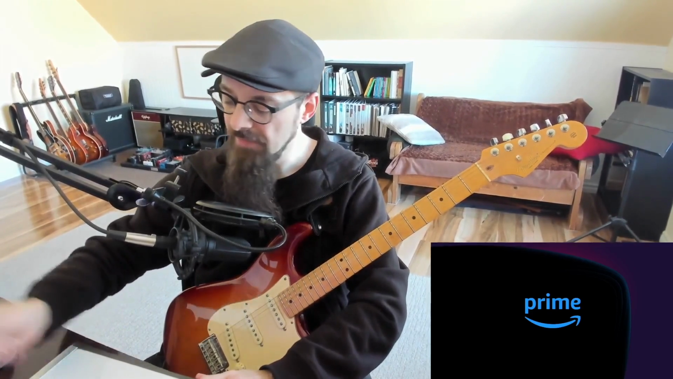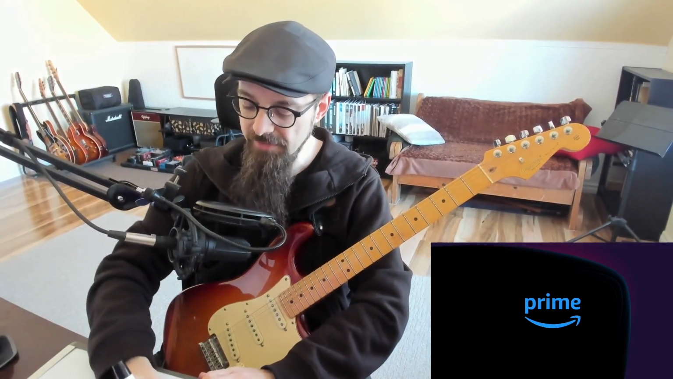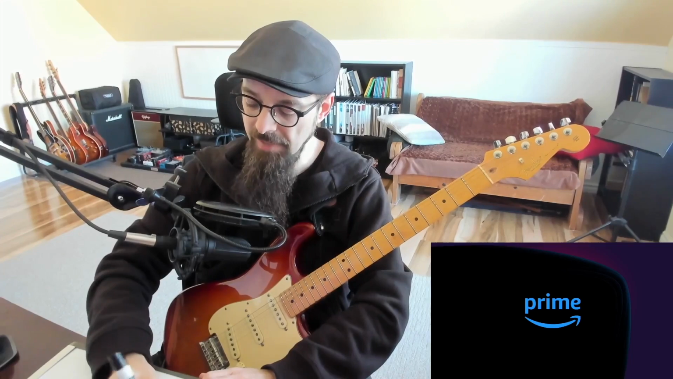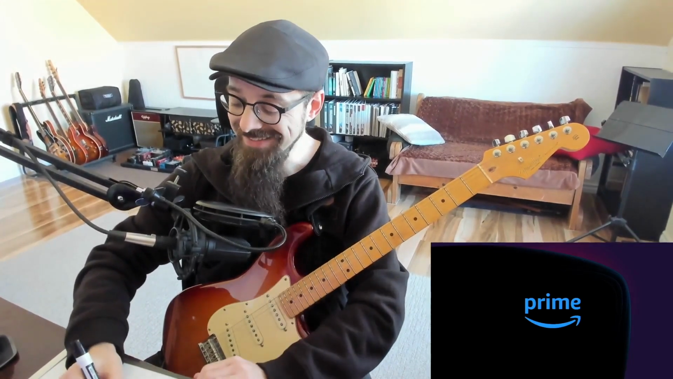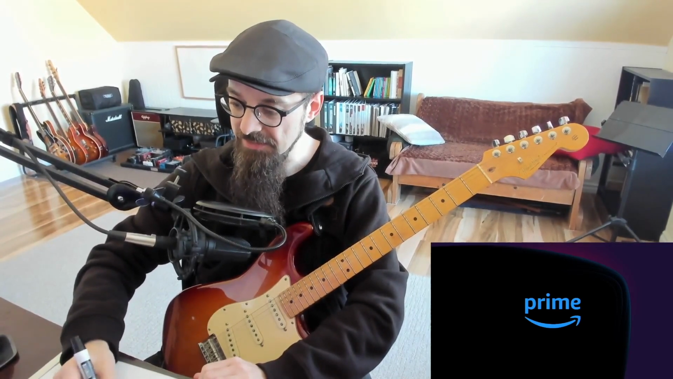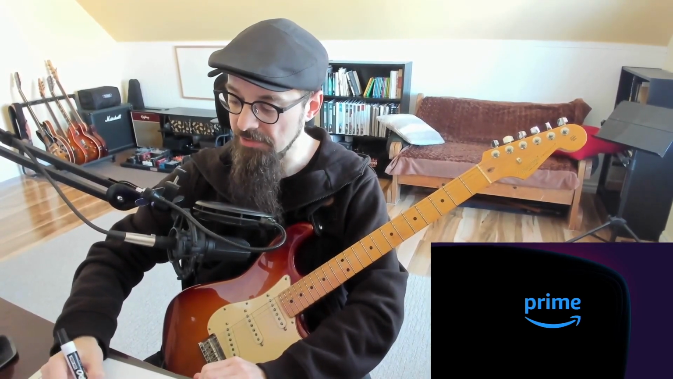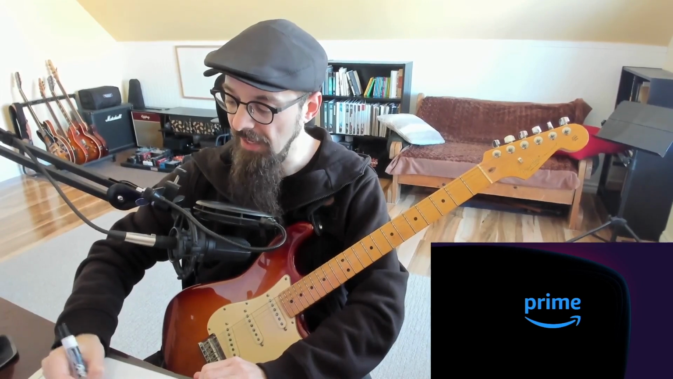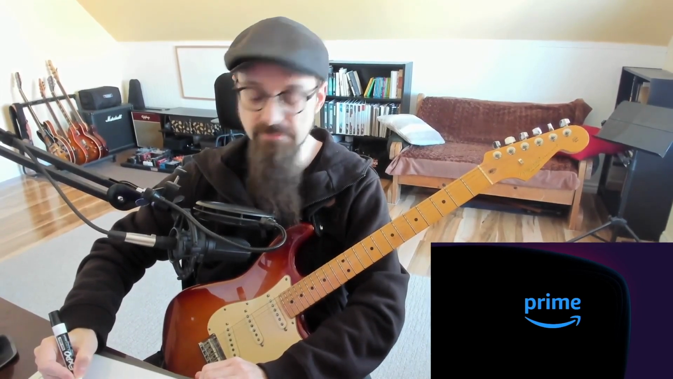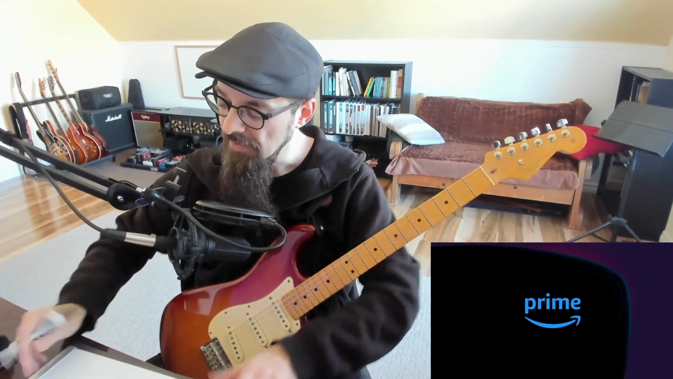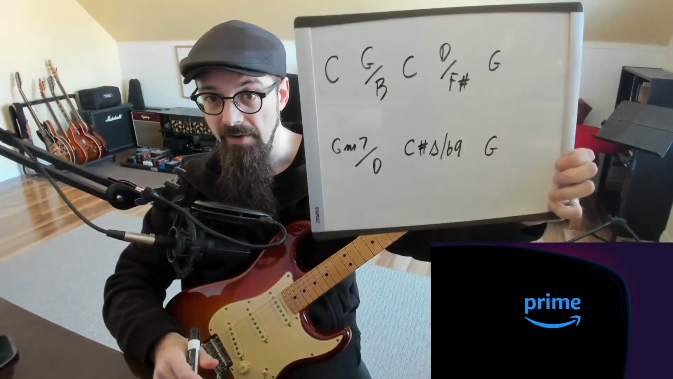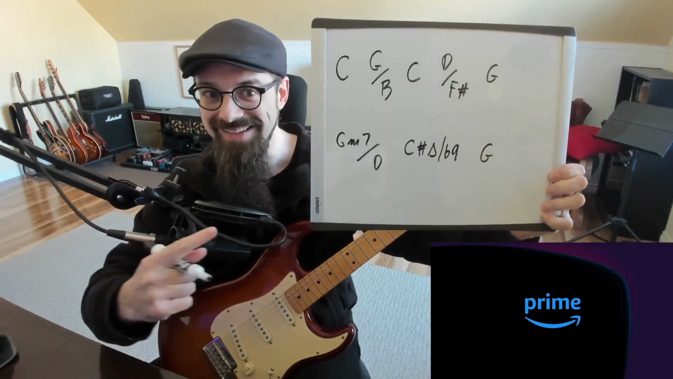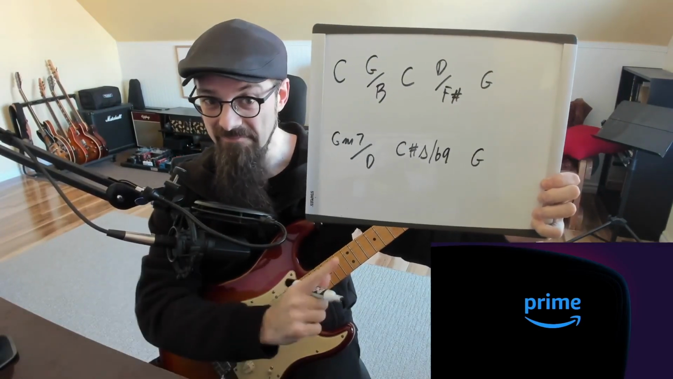A G. Then we're going to have a G minor 7 with a bass of D. Then we're going to have an incredible C sharp major 7 flat 9. And then it's going to end on a G. So the chord progression she's singing over is this. I'm gonna hold this for a moment. You can take a screenshot of this. And again, low tech, but useful.